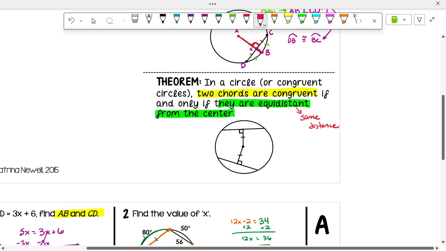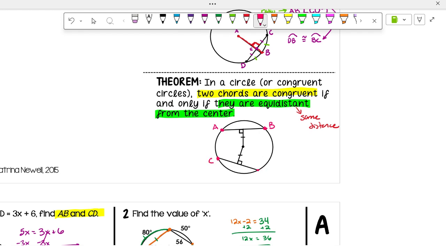So if we look here, let's call this chord AB, this chord CD. Let's call the center E. So if you notice, they drew from a point on the chord to the center of the circle. And they said that they're congruent. Since those two segments are congruent, that means that AB is congruent to CD. That means these two segments are congruent.